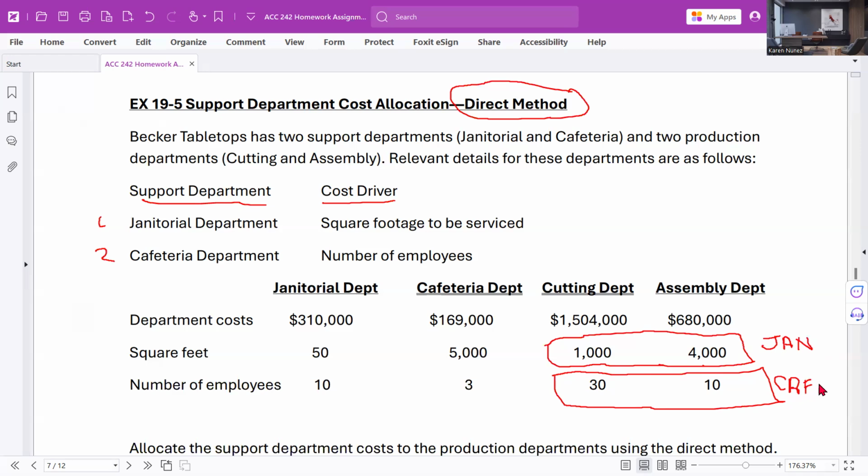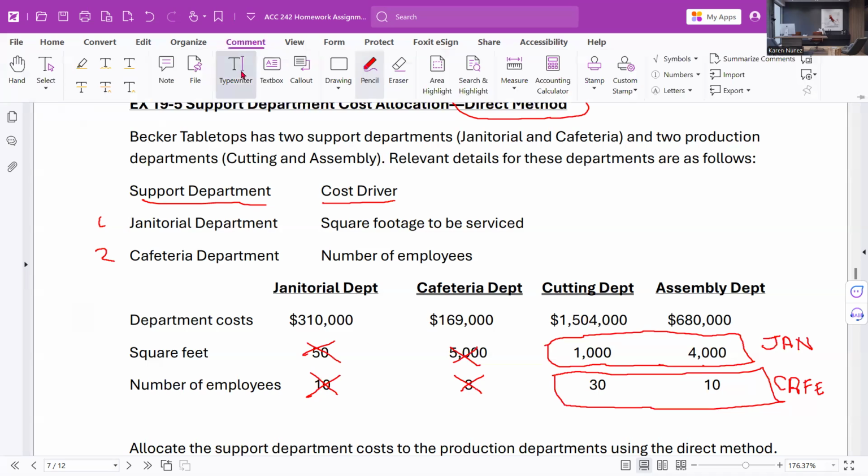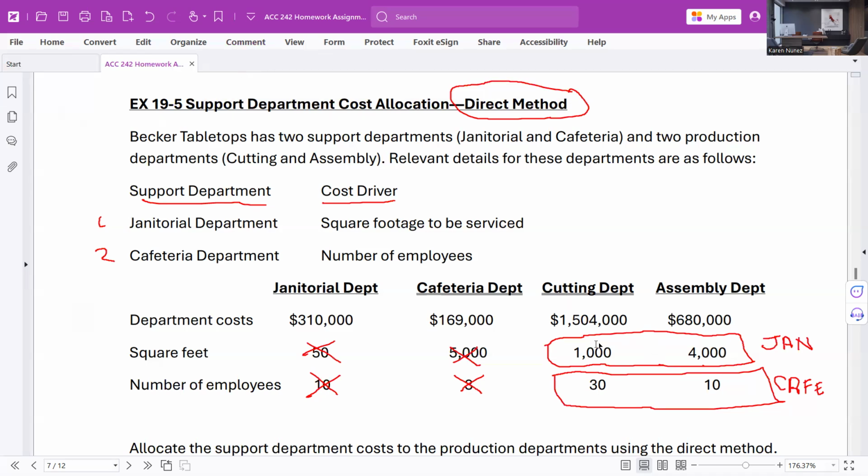And again, because we're using the direct method, we don't care about how much of the square footage is used by janitorial or cafeteria. We don't care about the number of employees that are used by janitorial or cafeteria. We're not using the sequential method or the reciprocal services method. We're using the direct method, which means we directly allocate these two costs to these two departments. That's what we're going to do. So if that's the case, let's go ahead and get that set up, right? Based on the numbers that we see here. Square footage for janitorial and number of employees for the cafeteria department.